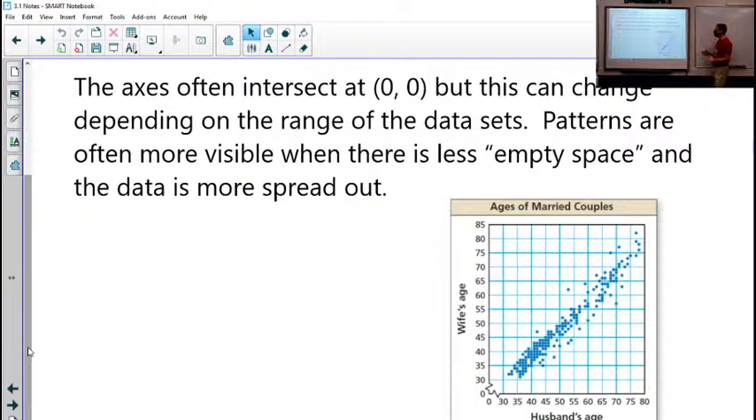So in this case, starting at 0 wouldn't really make sense, because then there's no real data down here, and then the scatter plot is super bunched together, and it's really hard to see what's actually going on in the scatter plot. And so it just depends on the window of values that we're looking at.